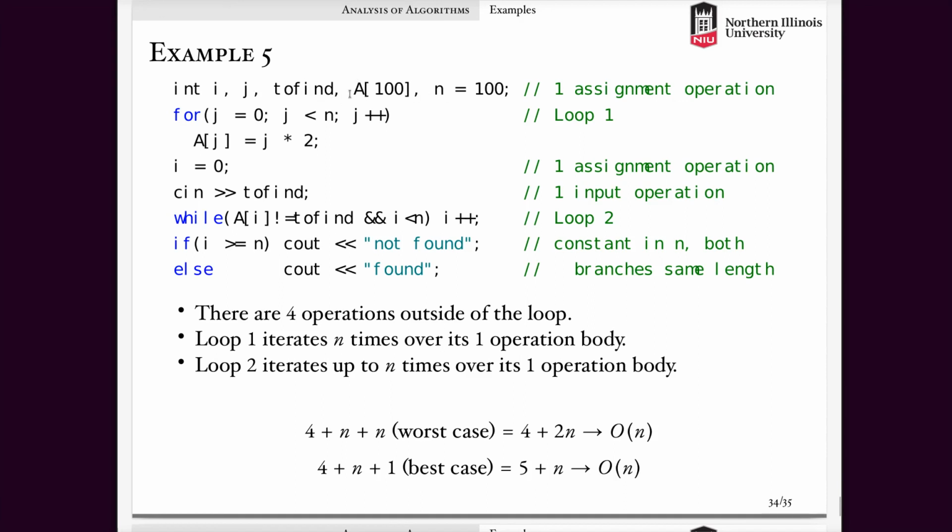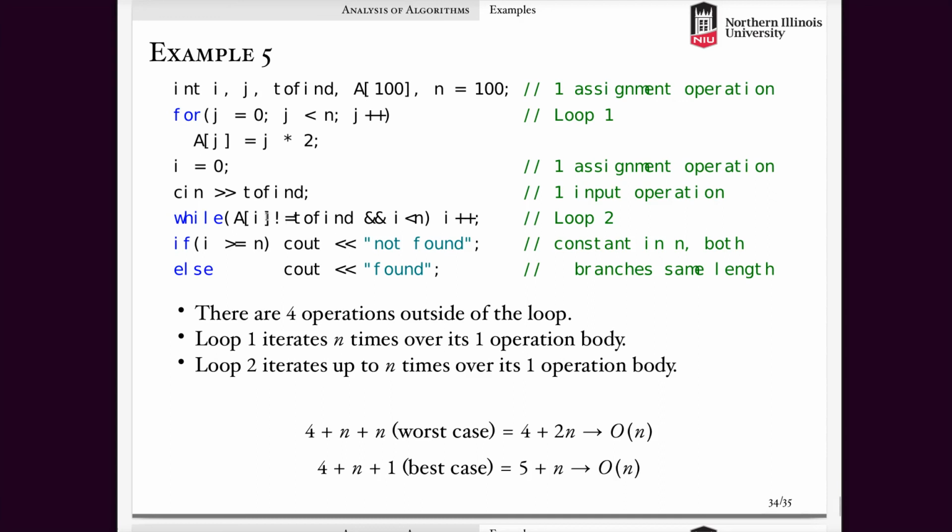What do we got? We got an array of 100 items. We've got n set to 100. We're going to go through all of these elements, and we're going to fill them in with some value. It looks like j times 2, so it looks like we're filling them up with even numbers. And then we're going to set i to 0. We're going to read a number from standard in into a variable, and we're going to try and find it in there. Is the value that the person entered on the command line in this array? Okay, so what is he doing?